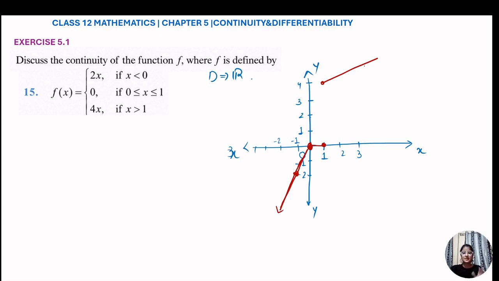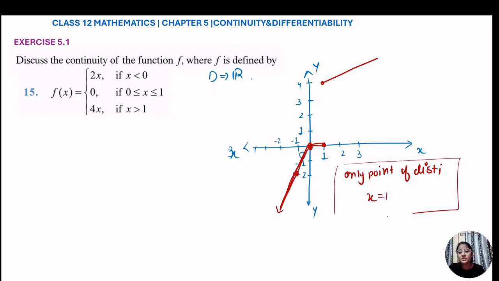So now as you can see, your function is making a jump. If you see the graph, starting from here, you have to make a jump only at x equals 1. So the only point of discontinuity is x equals 0. Sorry, x equals 1. The only point of discontinuity is x equals 1. That means only at x equals 1 the function is discontinuous, otherwise the function is continuous.